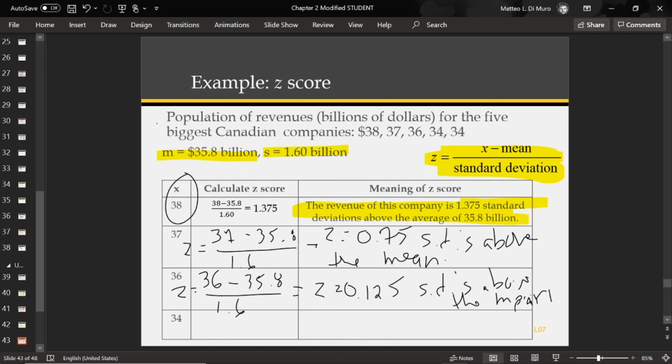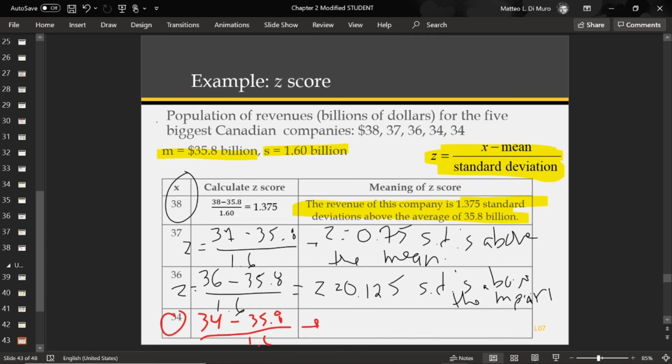I promise you this. Now, let's try 34. When you write out this calculation, 34 minus 35.8, it's clear that we're going to get a negative z-score, right? So go ahead, figure it out. You get negative 1.125. What does it mean if it's negative? It means that this company at 34 billion is 1.125 standard deviations below the mean. So the negative just means it's below. And that's enough for now.